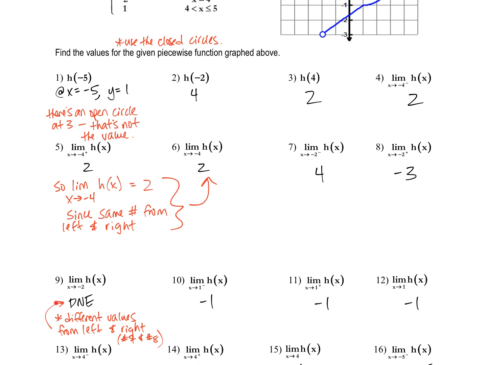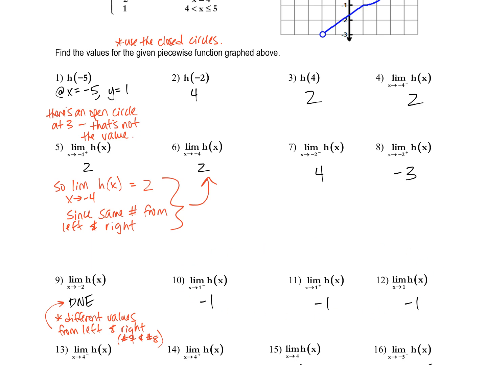See how I did that here? Because from the left-hand side and from the right-hand side, it approached 2 different numbers. That means the limit as x approaches -2 does not exist. Okay, let's try it again. Let's look at 1 from the left and 1 from the right, and let's see if it exists.